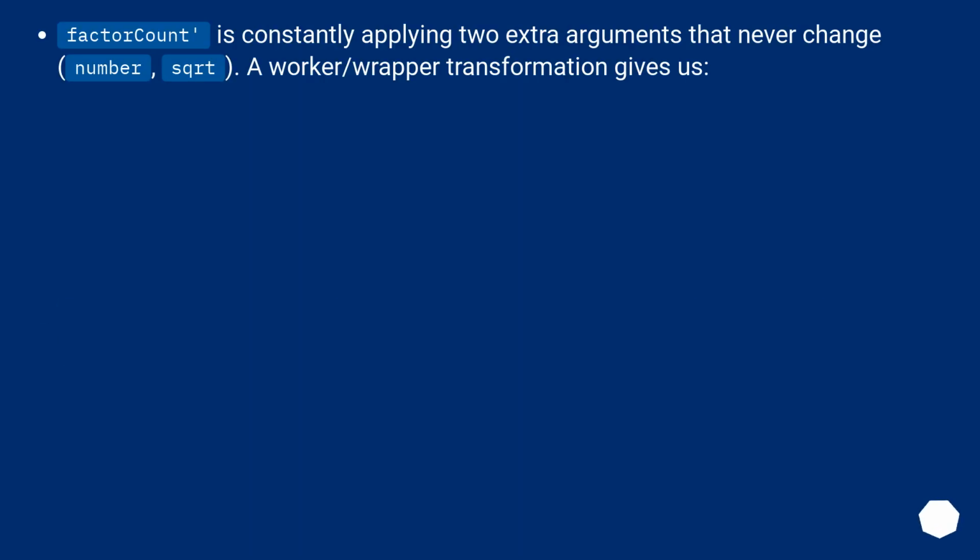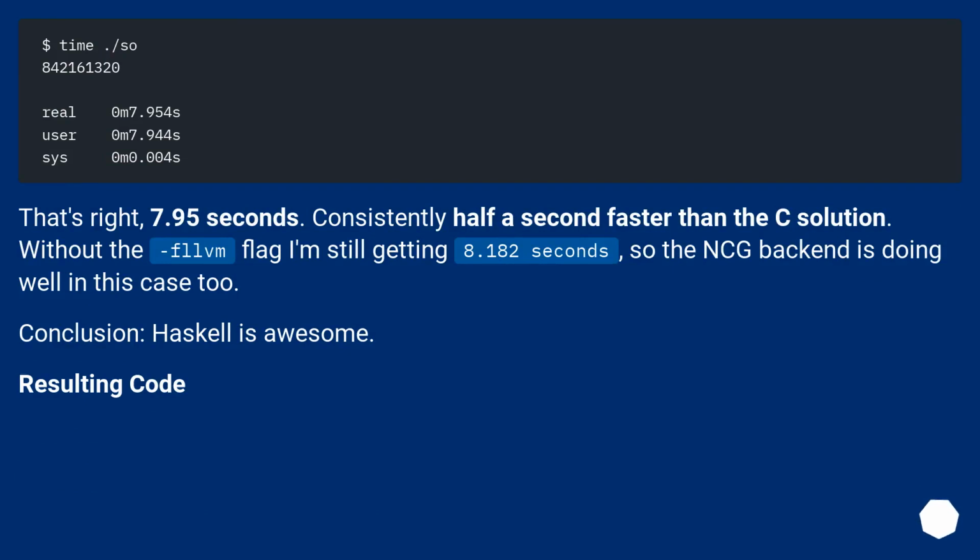factorCount' is constantly applying 2 extra arguments that never change: number, sqrt. A worker/wrapper transformation gives us... That's right, 7.95 seconds. Consistently half a second faster than the C solution. Without the -fllvm flag I'm still getting 8.182 seconds, so the NCG backend is doing well in this case too. Conclusion: Haskell is awesome. Resulting code.